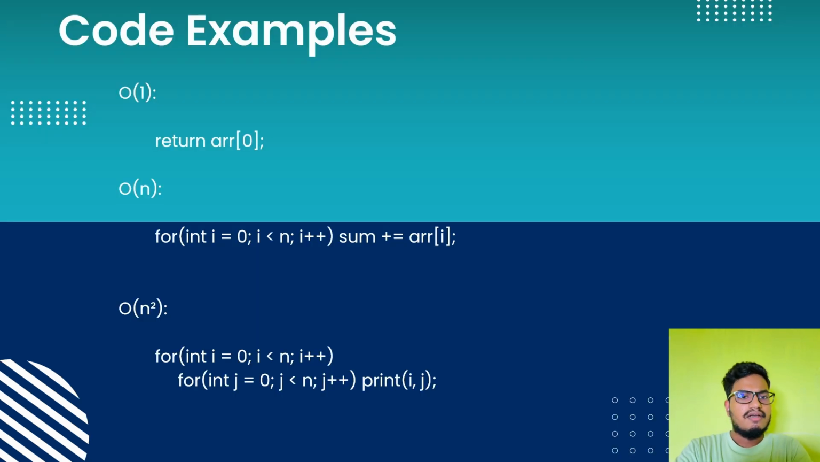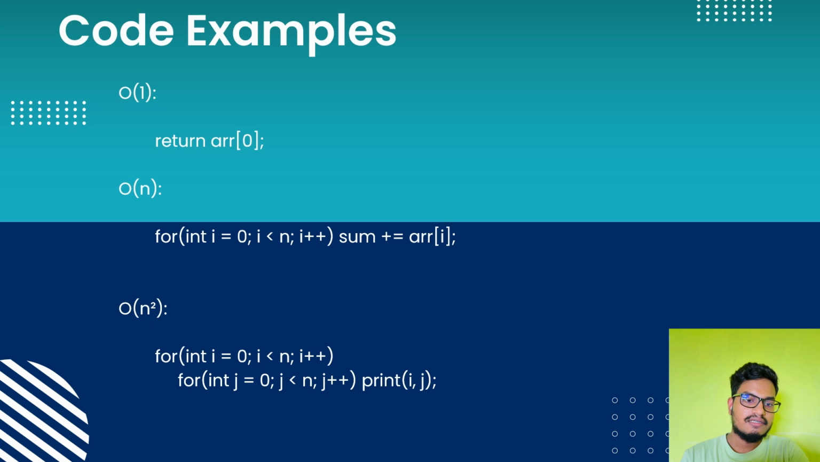Code examples. Now let's understand this with real code. Return array[0]. No matter how large the array is, it returns the first element in constant time. Next, for int i equals 0, i smaller than n, i plus plus, sum equals sum plus array[i]. We go through the array once, so it's linear.